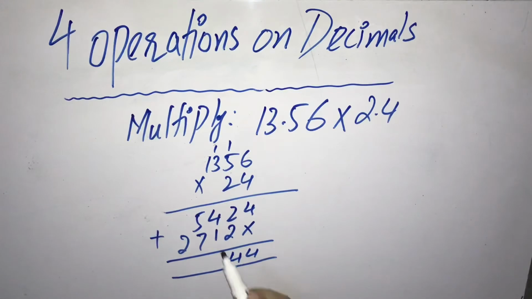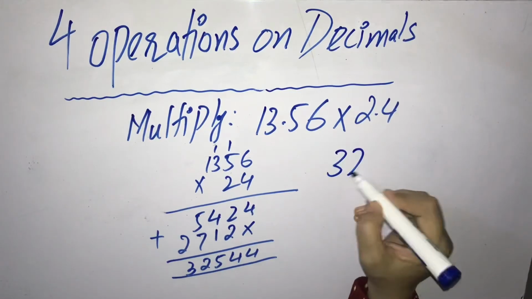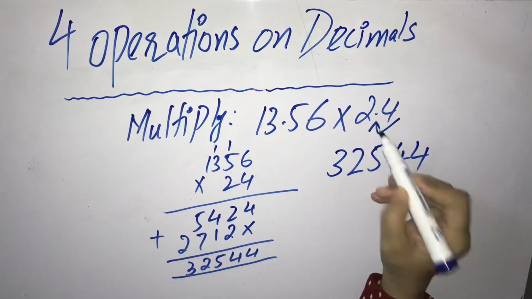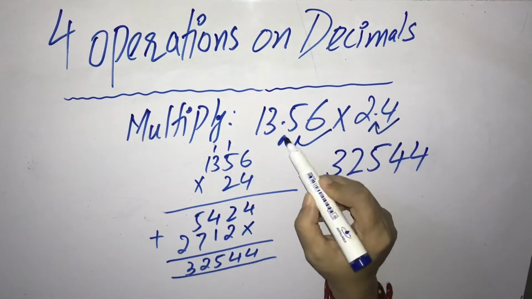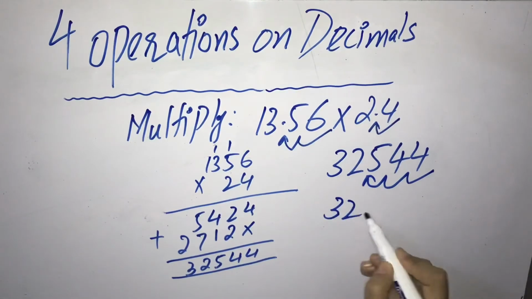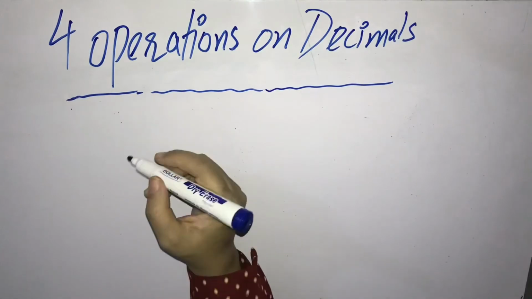When we add, 4 and 1 is 5, 5 and 7 is 12, 2 and 1 is 3. The final answer will be 32,544. 1 decimal from here, 2 decimals from there, total 3 decimals. Our final answer will be 32.544.